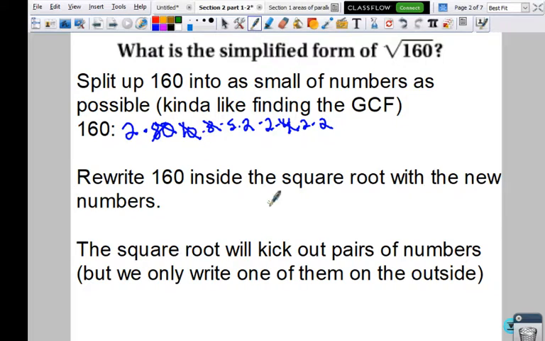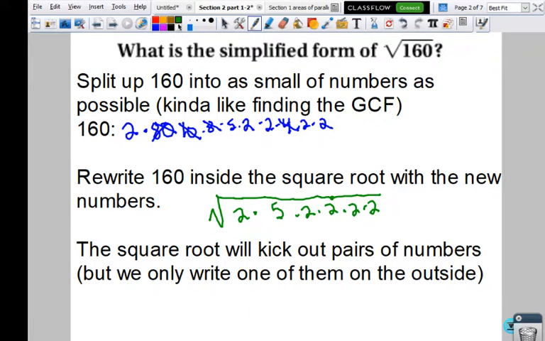After you split it apart like this, we are going to rewrite our square root with all of these new numbers. So it's still going to be 160, but we've written it with the smallest numbers that we could. So I'm going to have square root, and then a 2 times a 5 times a 2 times a 2 times a 2 times a 2. So this is still 160. 2 times 5 is 10, 20, 40, 80, 160, if you multiply them all together.